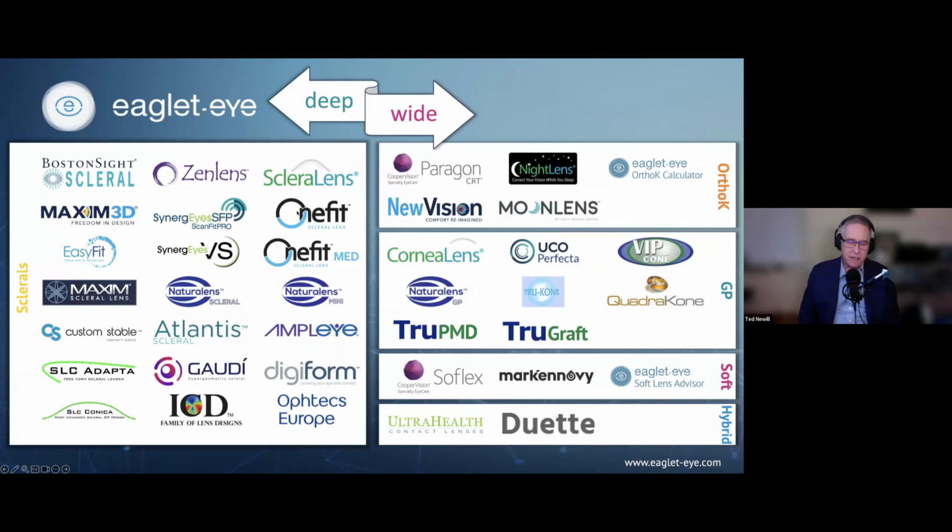And this is just an indicator of many of the labs that we work with, over 30 labs, over 50 lenses. On the left-hand side, you see the sclerals, which is where we got our start. On the right-hand side, you see the OrthoK, the softs, hybrids, and other custom lenses. And we're adding to this all the time. We do 2 software upgrades a year where we're adding labs and lenses.